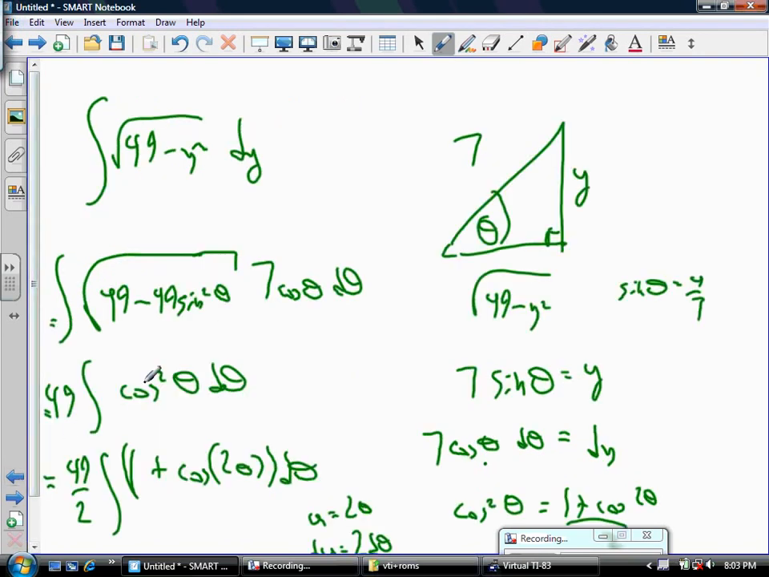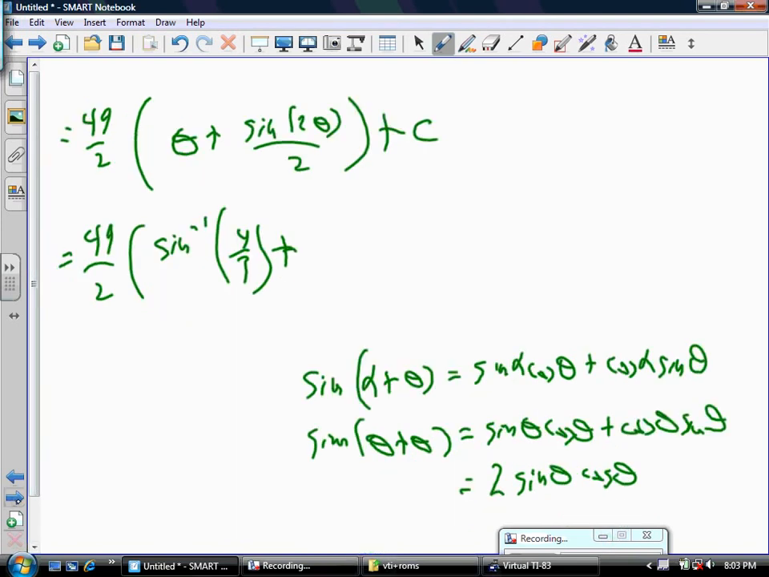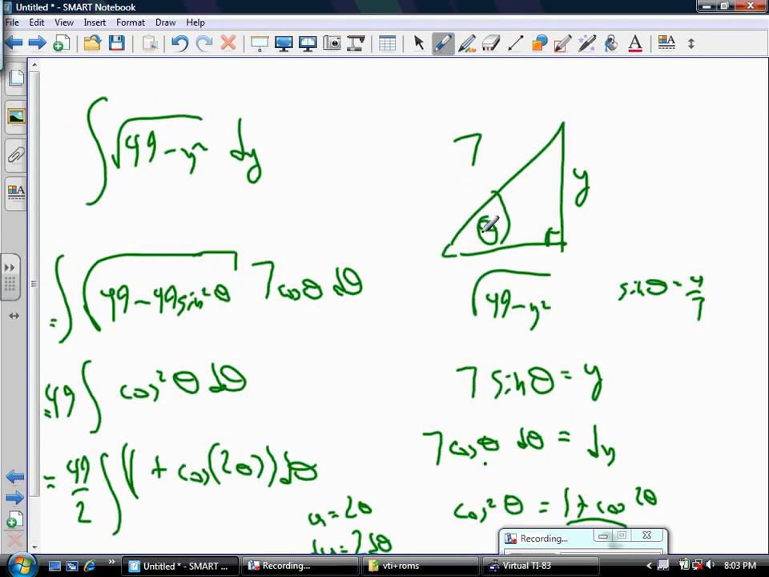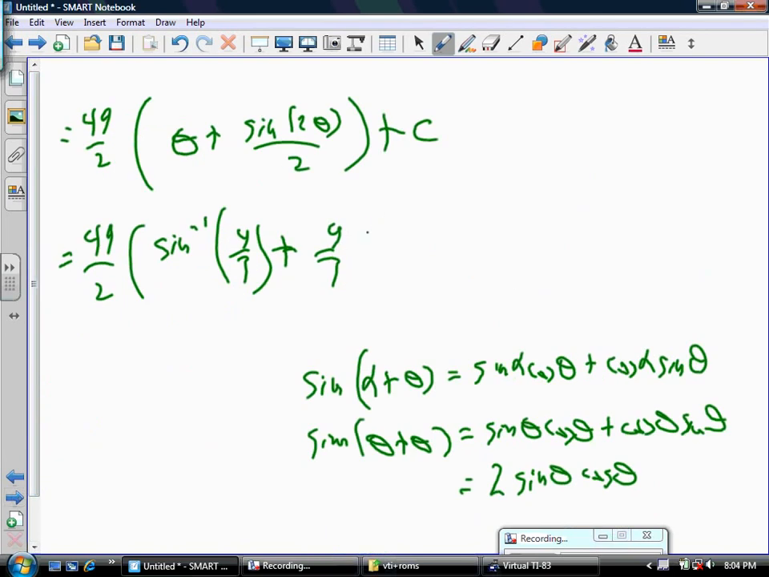Wait a minute. What's the sine of this angle? Y over 7. What's the cosine of this angle? How do you get cosine? Sine is opposite over hypotenuse. Cosine? Adjacent over hypotenuse, right? Sine times cosine. That's the antiderivative.